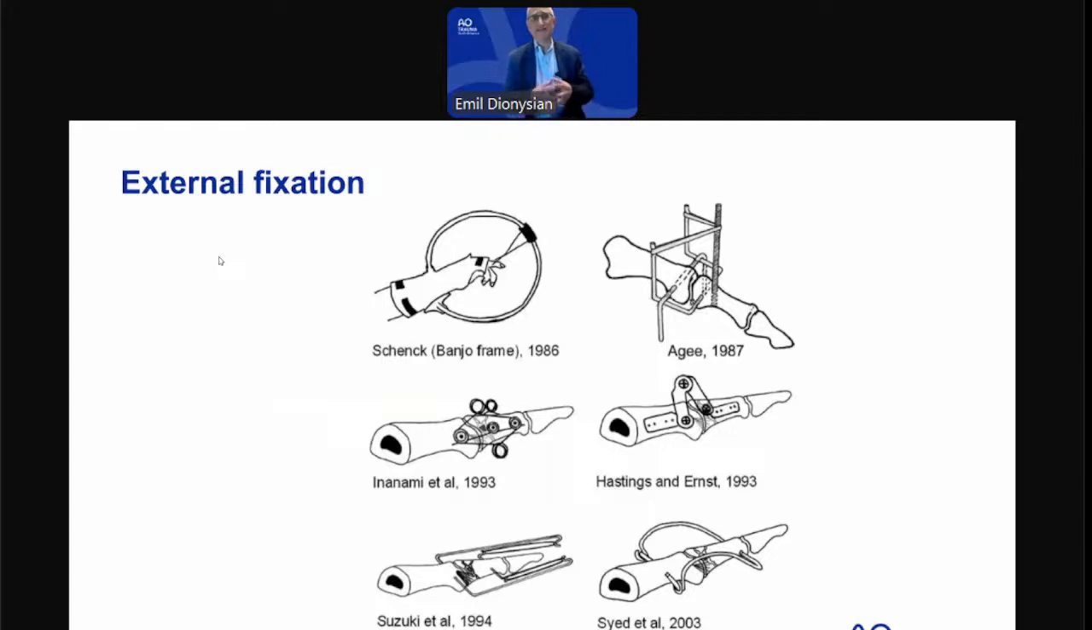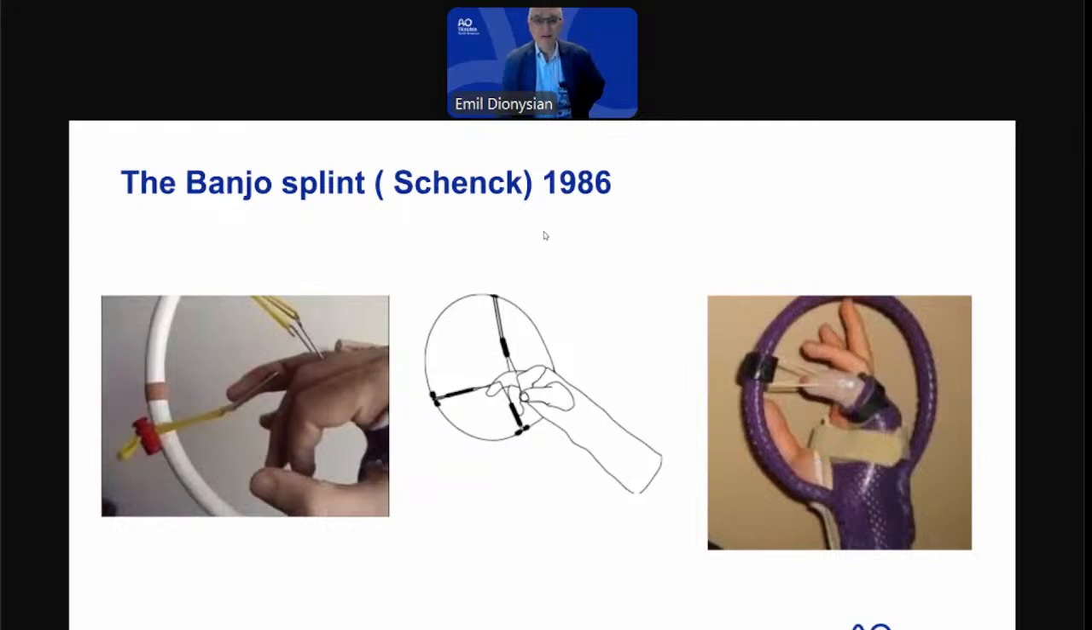Now, of course, the external fixator has been discussed all the way back from the 1980s to now. Initially, Schenck came up with the banjo splint, the big splint to allow range of motion, and then Agee came up with an ingenious way of putting in rubber bands to provide counterforce, and then even Dr. Hastings came up with a splint, and then there's the Suzuki technique we'll talk about more in terms of traction. Here's a banjo splint from Dr. Schenck.